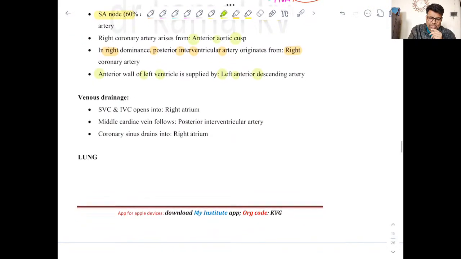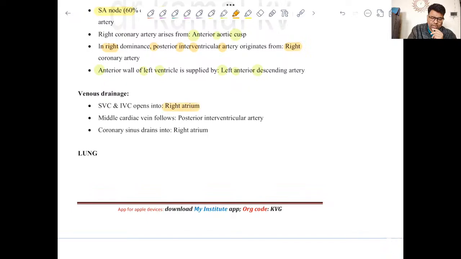Then coming to venous drainage, now right atrium is the final point of drainage. So from superior vena cava, inferior vena cava, and the main venous channel of heart, that is coronary sinus, all these drain into right atrium. There is one middle cardiac vein which lies on the posterior aspect of the heart and in the posterior interventricular groove, where it accompanies posterior interventricular artery, that is PIVA.